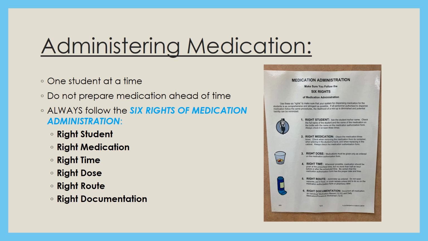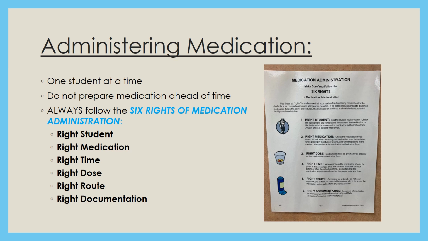The following safeguards must be followed every time medication is administered to a student. Only give medication to one student at a time. Never prepare medication ahead of time, and always follow the 6 rights of medication administration. The 6 rights of medication administration include the right student, the right medication, the right time, the right dose, the right route, and the right documentation. The 6 rights are prominently posted in every LCPS health office. Following the 6 rights every time you give a student medication ensures the medication is being given safely, accurately, and appropriately.